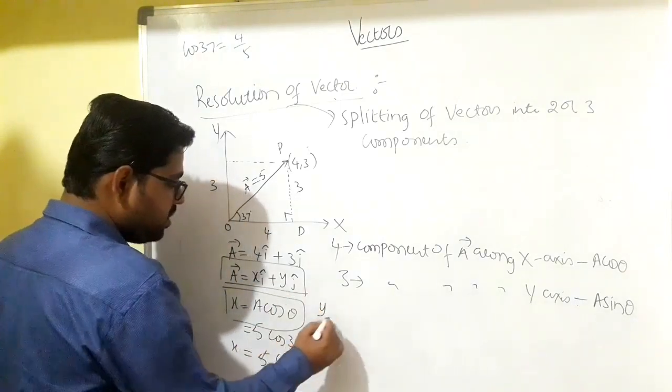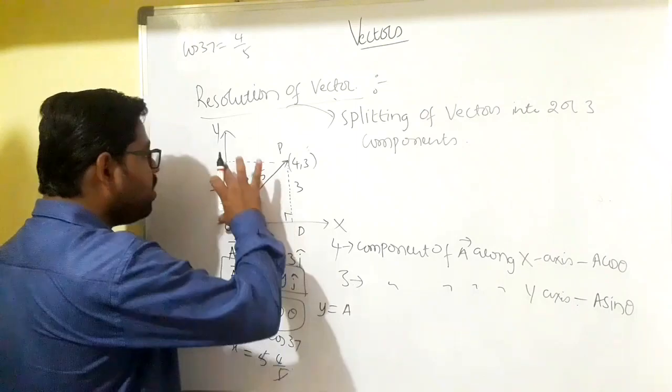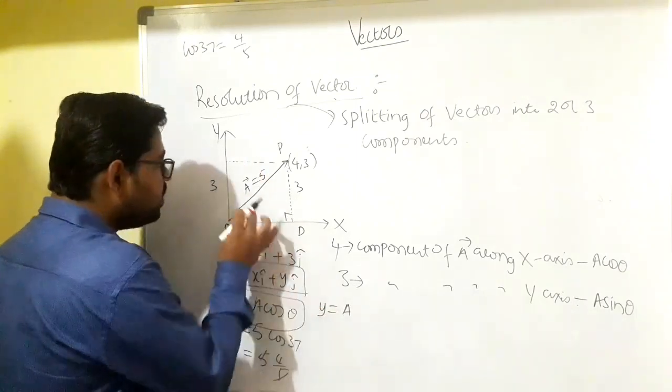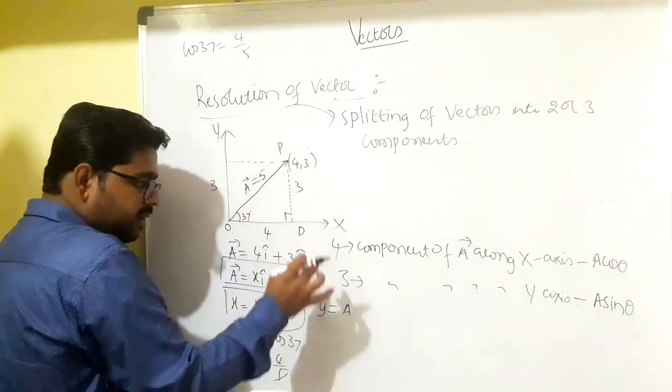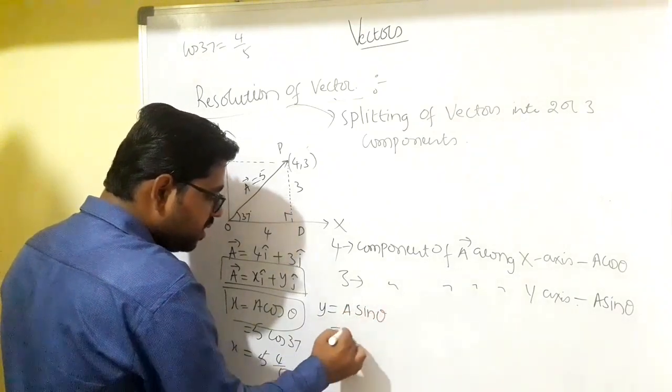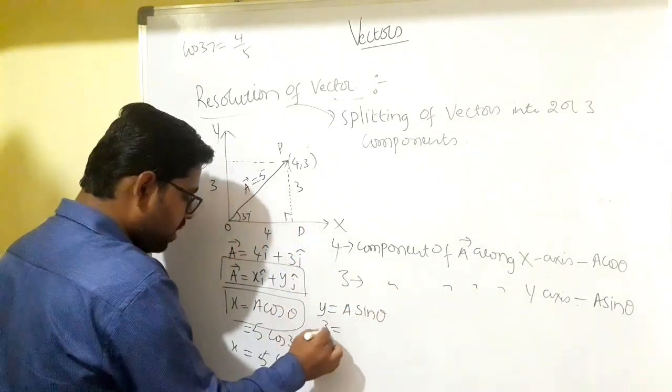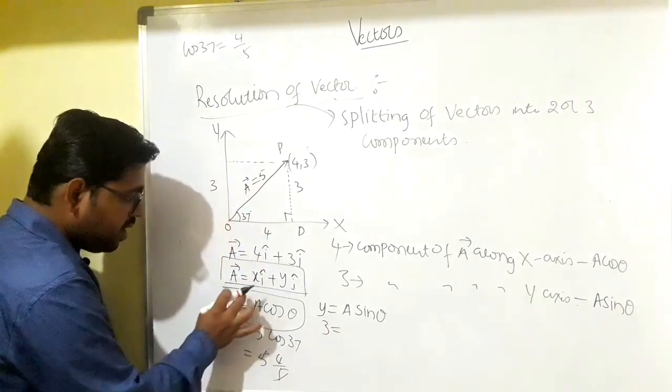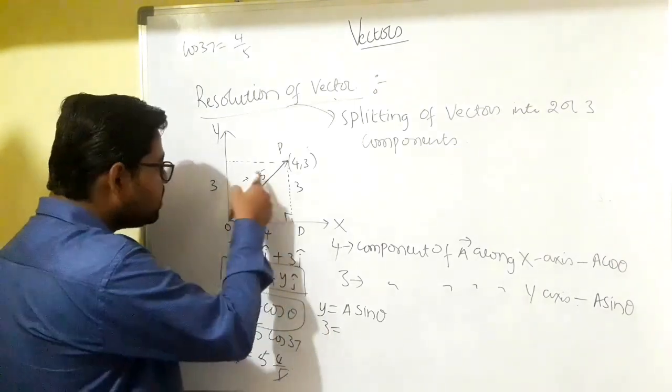So y is equal to a. I want this value, so take the sine of this particular angle. So y is equal to a sin theta. Let's check it. I should get y has to be 3, right? I should get an answer. Here it is 4 only. I should get the answer as 3.